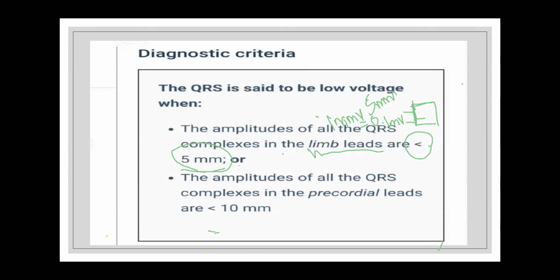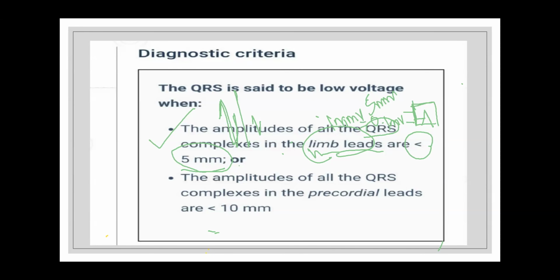So the complex size should be smaller than 1 box in the limb leads. You see the length of the QRS complexes. If the length is smaller than 1 large box in the limb leads, it suggests that your ECG is low voltage. It is not adequate. So if you ever see a very, very small box ECG, the first thing to check is standardization. If standardization is normal, then think about other pathological causes.